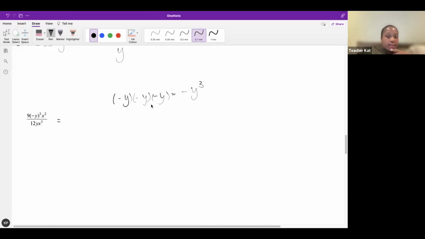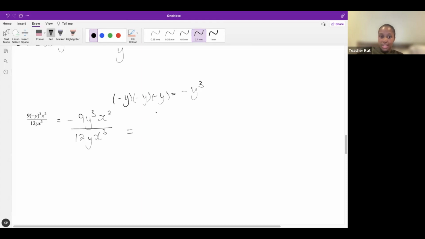Close one. Now, if I am putting a negative y cubed next to the 9, 9 times a negative will give you a what? Positive 9 times a negative? Negative. So my whole numerator is actually negative 9y cubed x squared. And this is all over 12yx cubed. Okay, now if I'm dividing a negative and a positive, my answer is going to be negative.